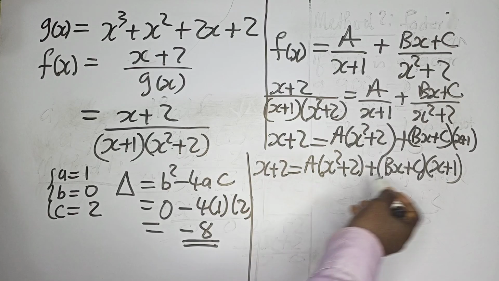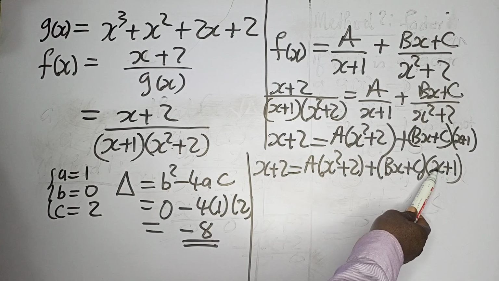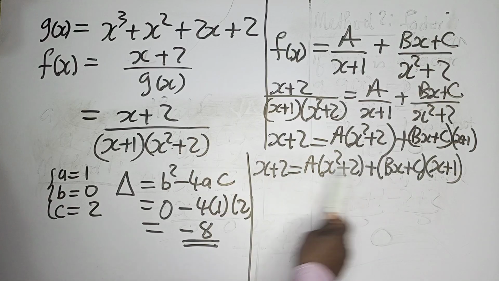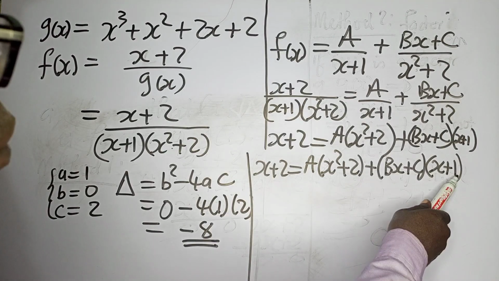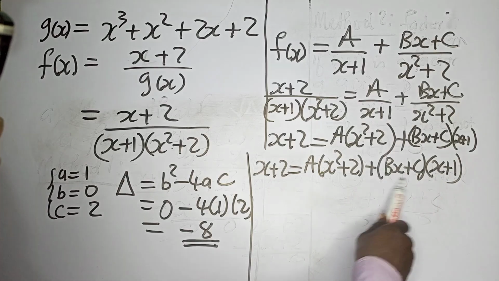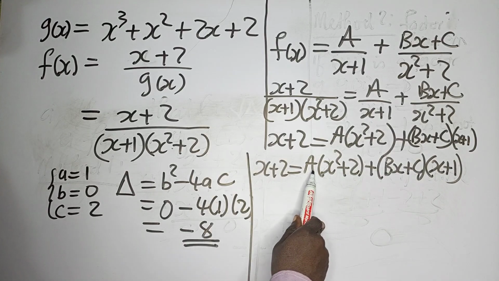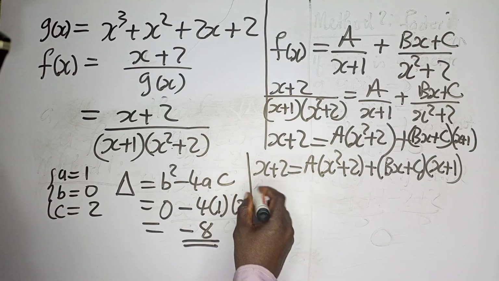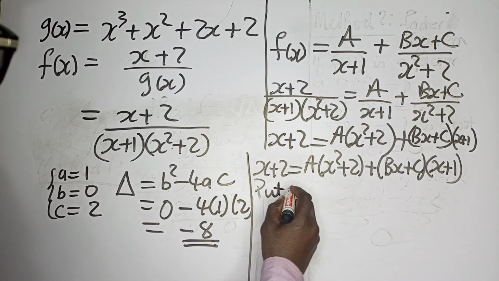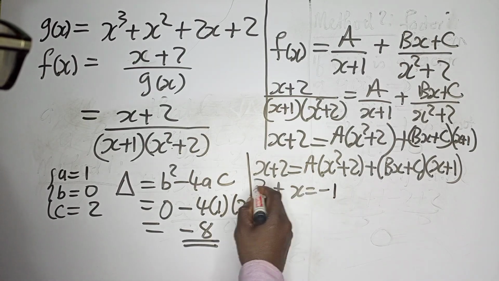Quickly, if we look at it, we see here that if we put the value -1 for x on both sides of the equation, -1 plus 1 will be 0. 0 multiplied by all of this will be 0. So we'll have only one unknown, which is a. So that will help us calculate the value of a. Let's go ahead and do that. Put x equals -1.